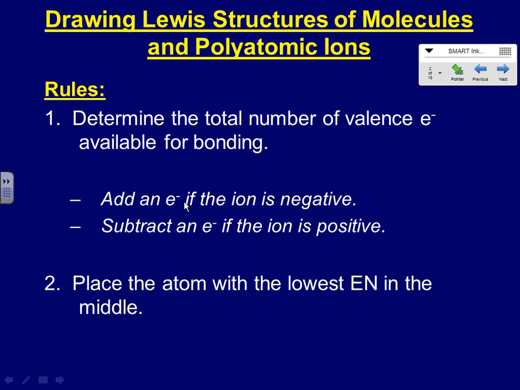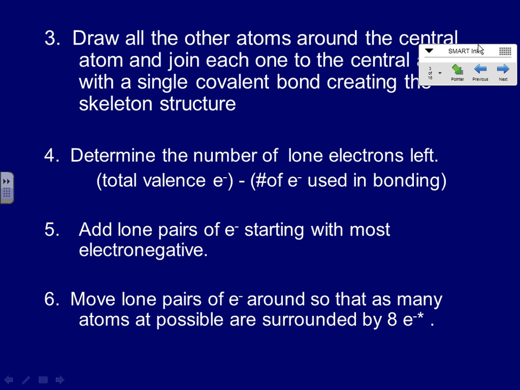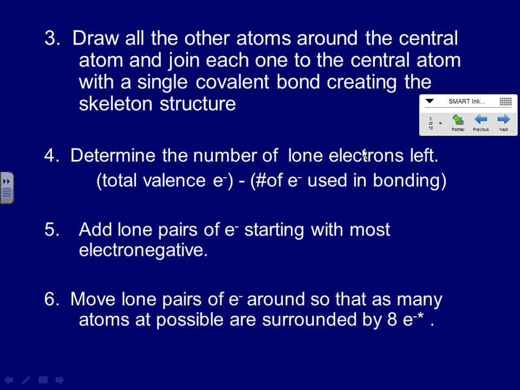First, we've got to add up all the valence electrons. We total them all up, and if we have a negative ion, we add extra electrons, and if we have a positive ion, we subtract electrons away. To start with the structure, we place the atom with the lowest electronegativity in the middle, and it's the one that's going to be sharing all its electrons away, so it needs a low electronegativity to accomplish that. And then we make our skeleton structures with the other atoms around that central atom.